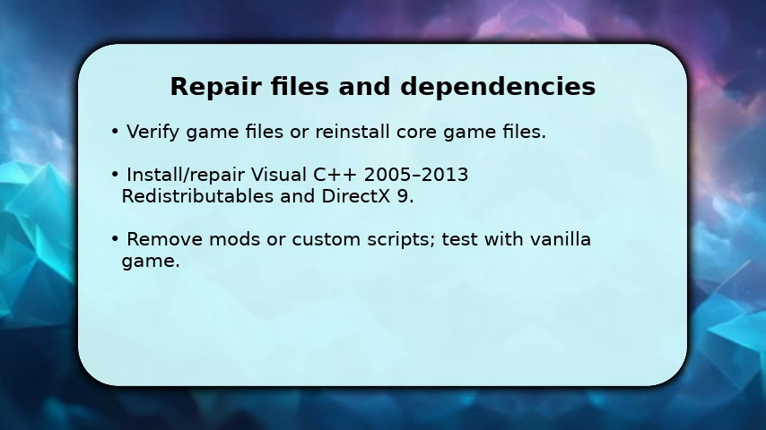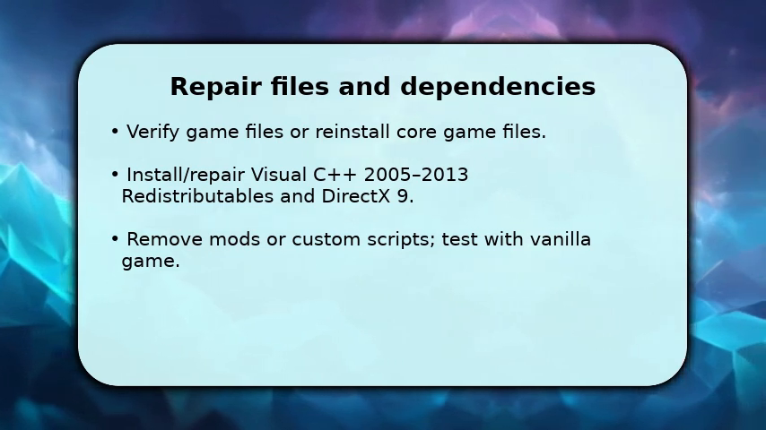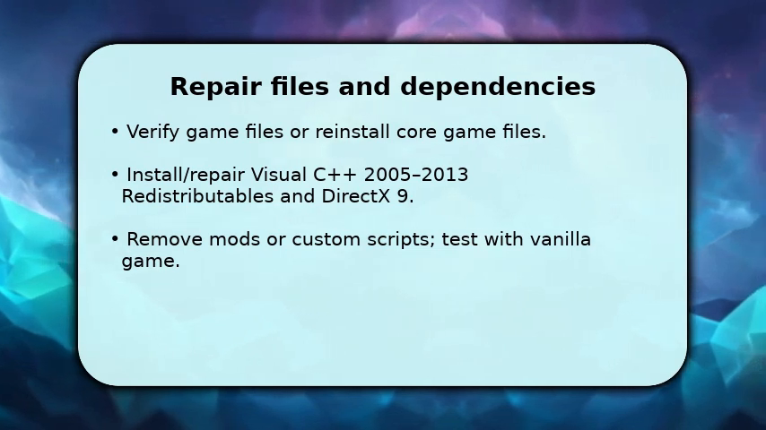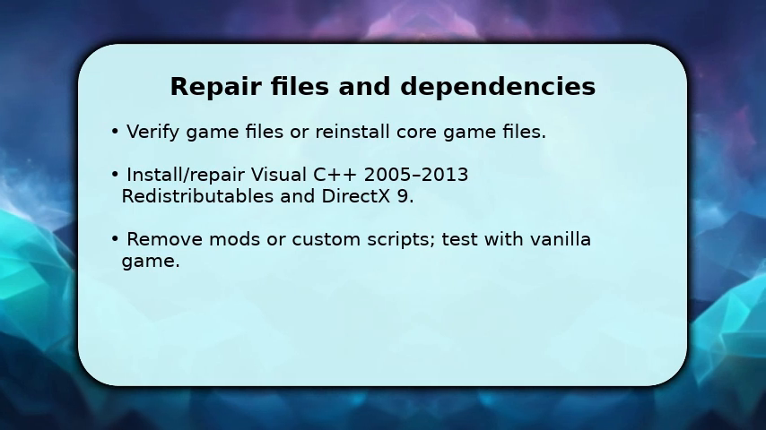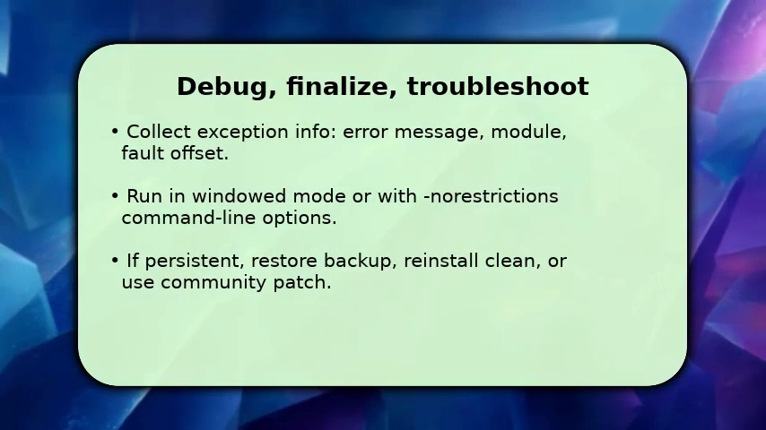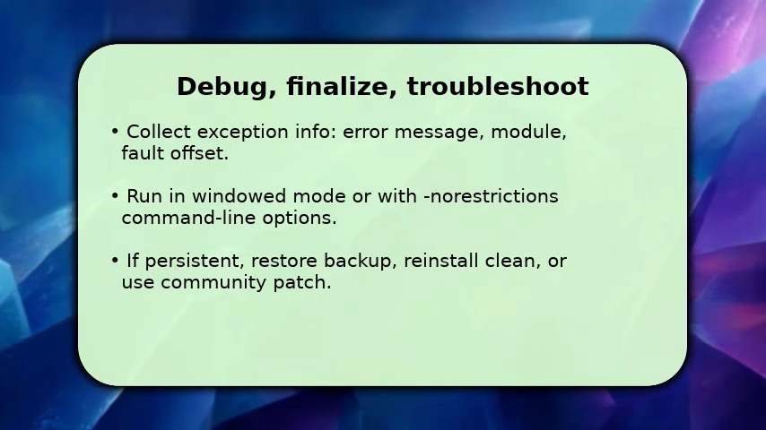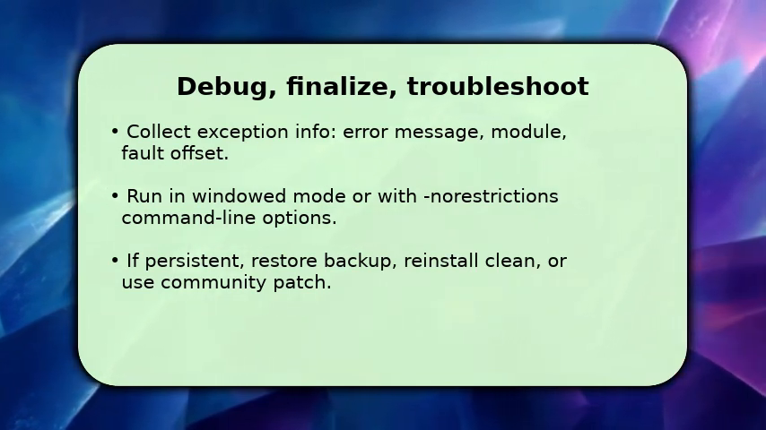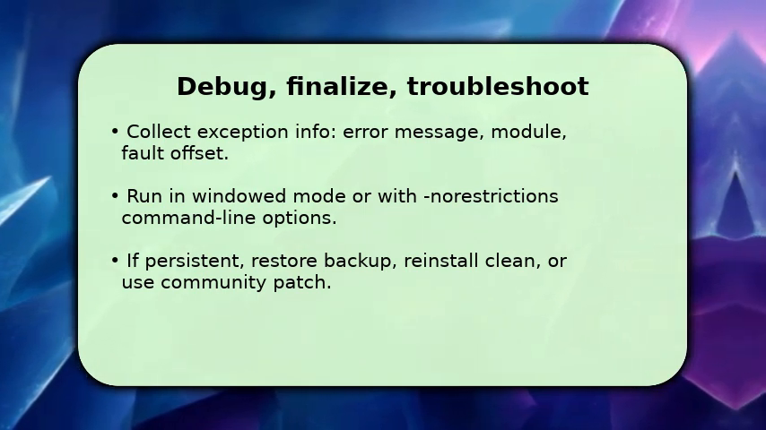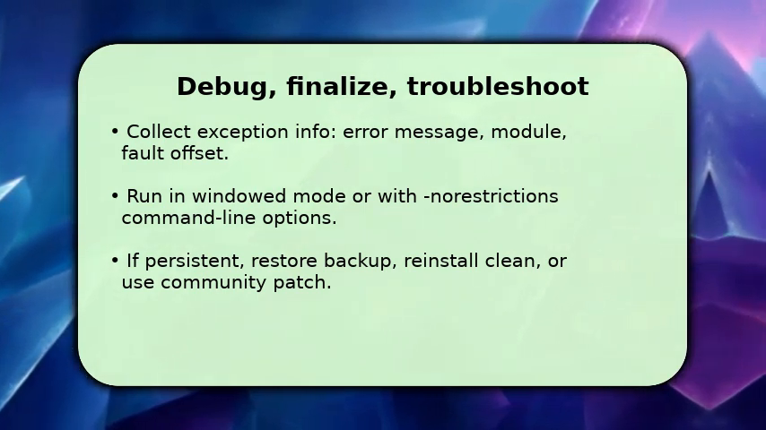After that, remove all mods, CLEO scripts, or trainers. Mod conflicts are the most common cause. Then launch the vanilla game to confirm whether the error persists. If it does, capture the error. You finish by gathering diagnostic evidence and applying final remedies. If the crash continues, note the exact unhandled exception message, faulting module, and offset. This points to the culprit.